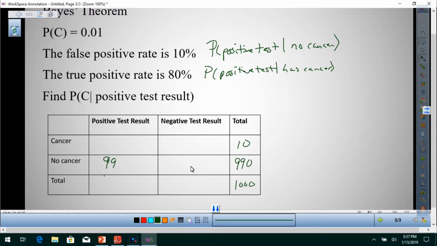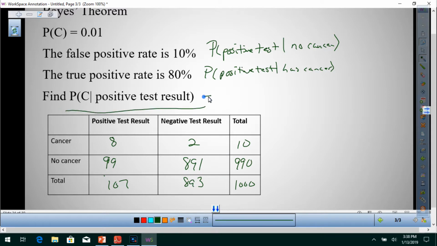Which means that's going to be 891. Among the 10 subjects who have cancer in the first row, the true positive rate is 80%. So the positive test count is going to be 8, right? So that's going to make that 2. Now, if we add this, we get 107. And if we add that, we get 893.